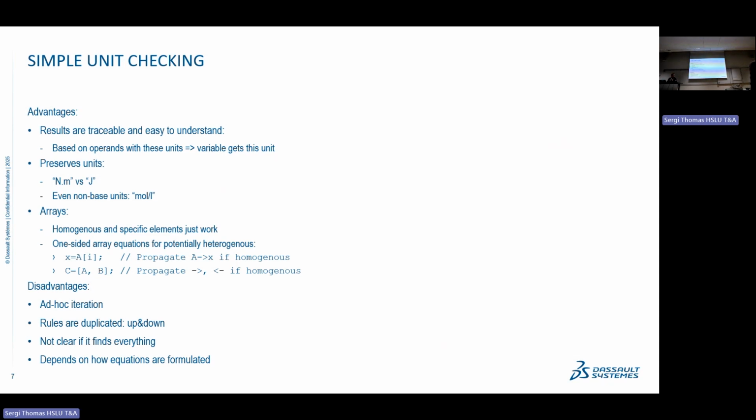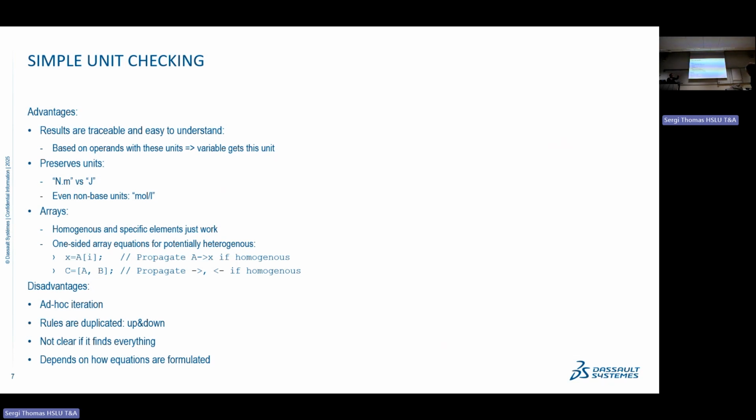And for arrays, there's another advantage, is that everything here works even for homogeneous arrays. So if you have an array where all elements have the same unit, and you add it with another array that has the same unit everywhere, the result also has the same unit, and it's the obvious same unit. So you don't have to do anything special for arrays for this. However, what is done specially for arrays is that you can propagate it one-sided.